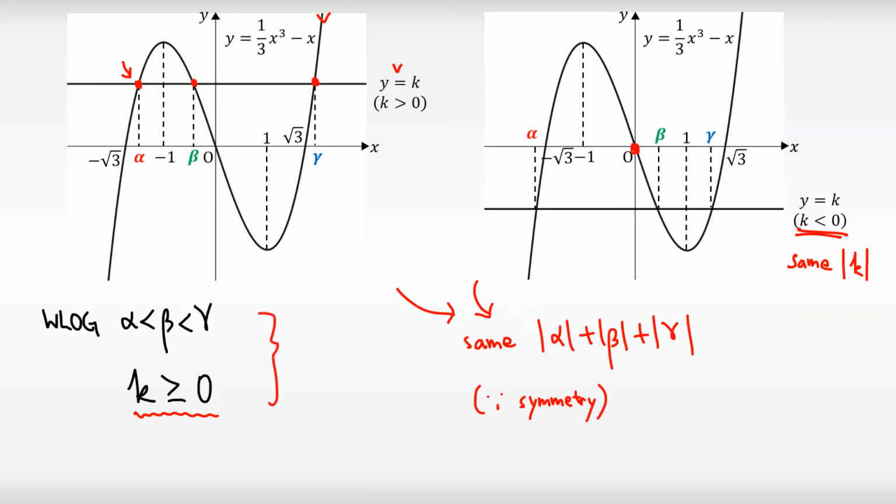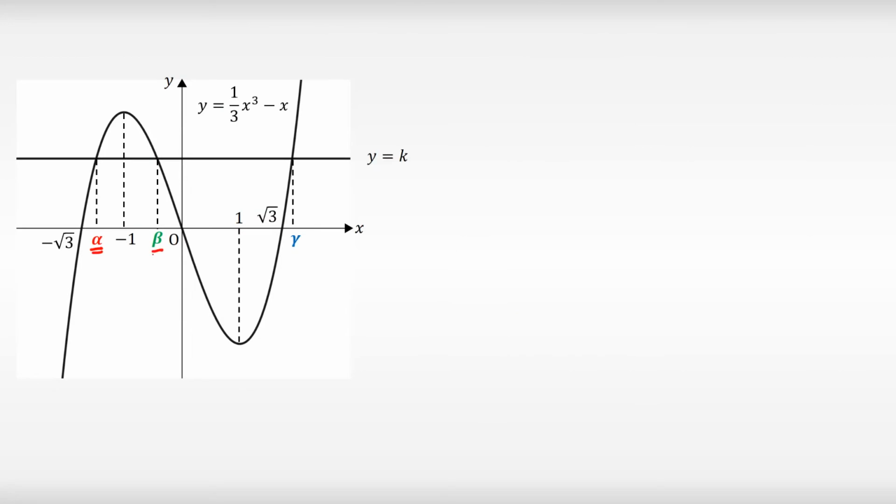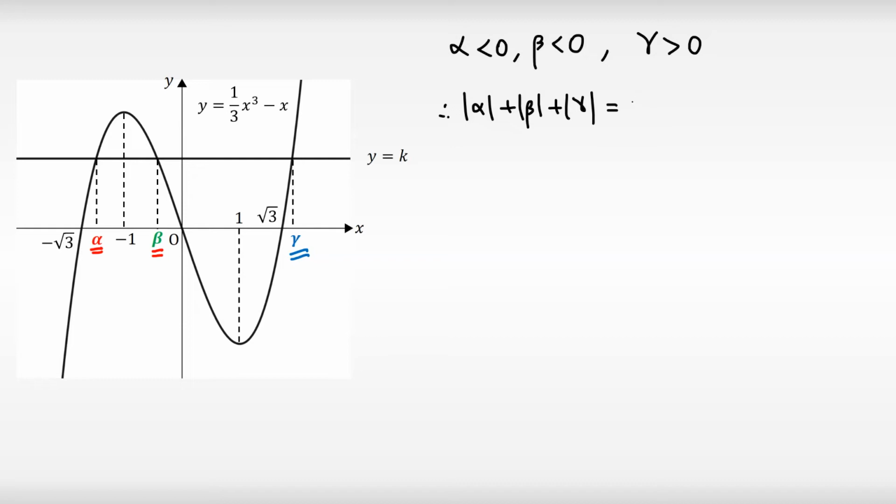Right, so under these assumptions, we can see that alpha and beta are negative and gamma is positive. Therefore, this expression can be written as: the absolute value of alpha equals minus alpha, and we have minus beta, and since gamma is positive, we just have gamma. So therefore, minus alpha minus beta plus gamma. So we have to minimize this.